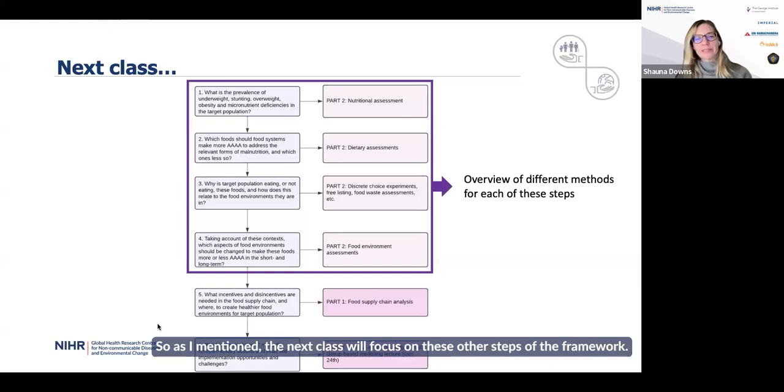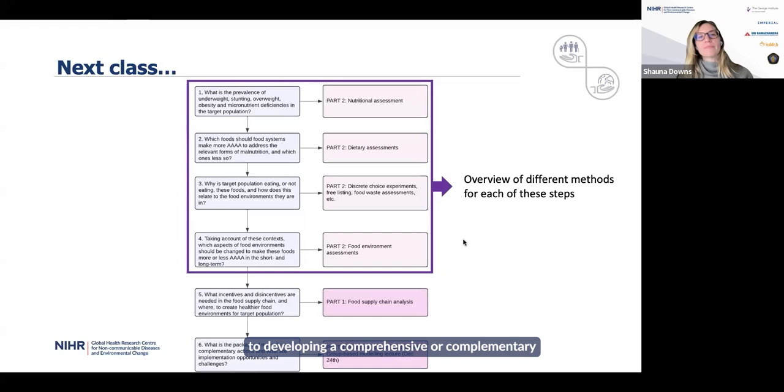So as I mentioned, the next class will focus on these other steps of the framework to developing a comprehensive or complementary set of actions to improve diets and nutrition using a food systems approach.